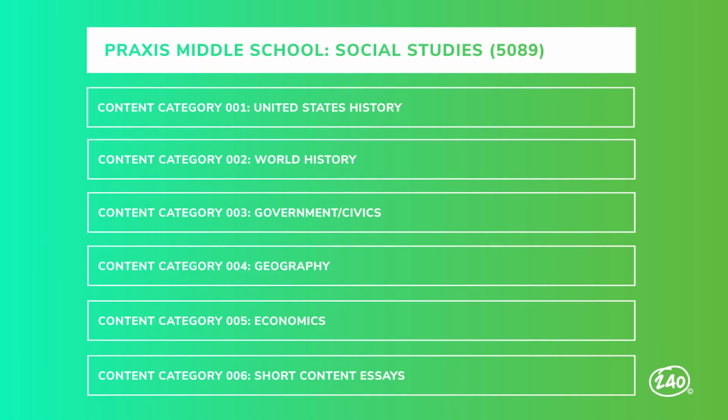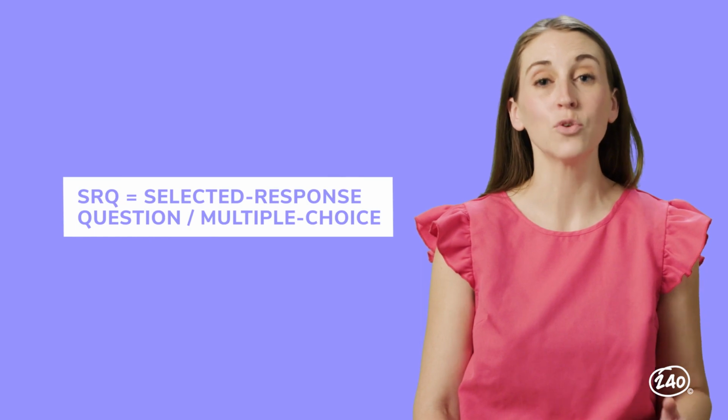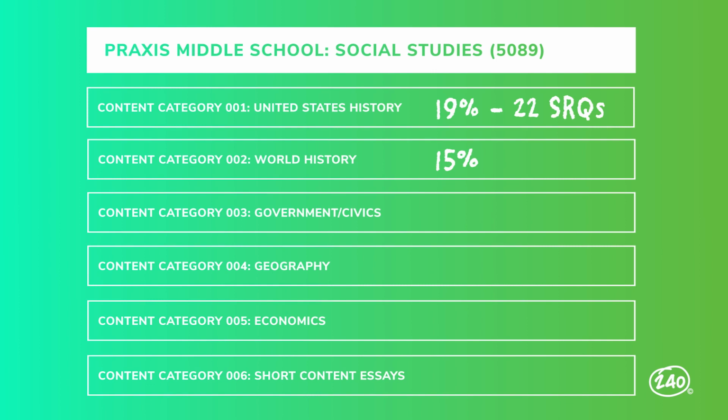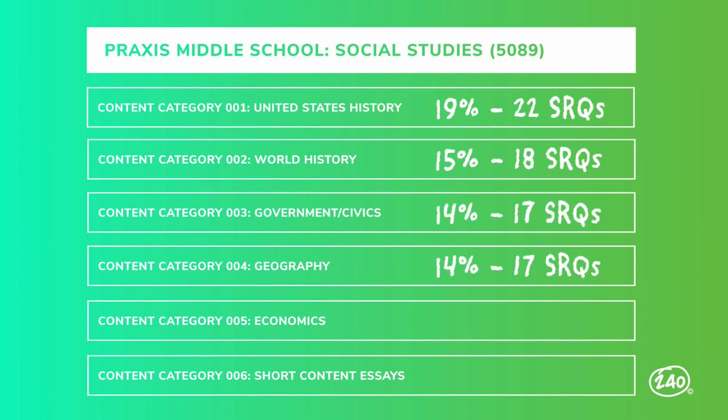But first, let's talk about how much each of these categories count toward your total score. Category 1 accounts for 19% of the exam, which is about 22 SRQs. An SRQ is a selected response question. This basically means multiple choice. Category 2 makes up 15% of the exam, which is around 18 SRQs. Categories 3 and 4 both account for 14% of the exam, which is approximately 17 SRQs each. And Category 5 totals 13% of the exam, which comes out to about 16 SRQs.